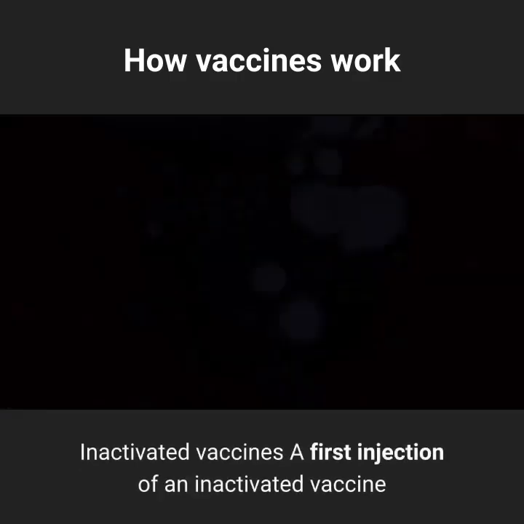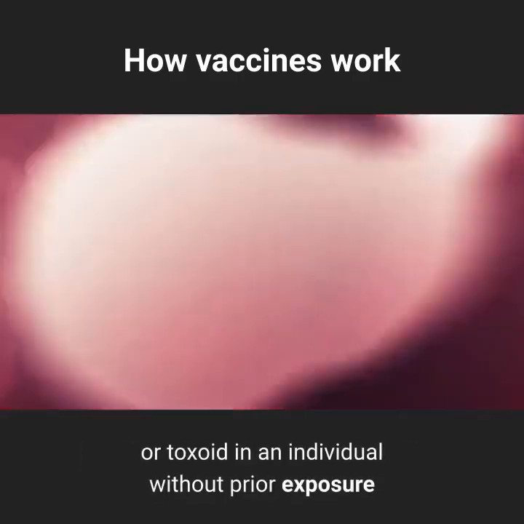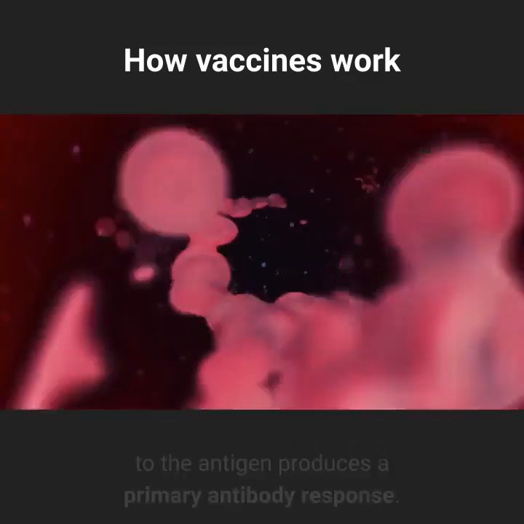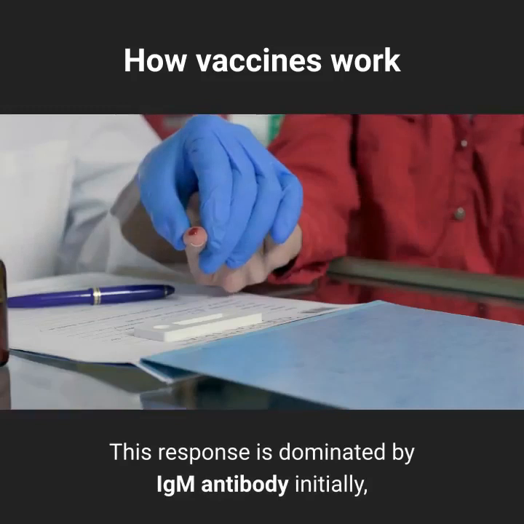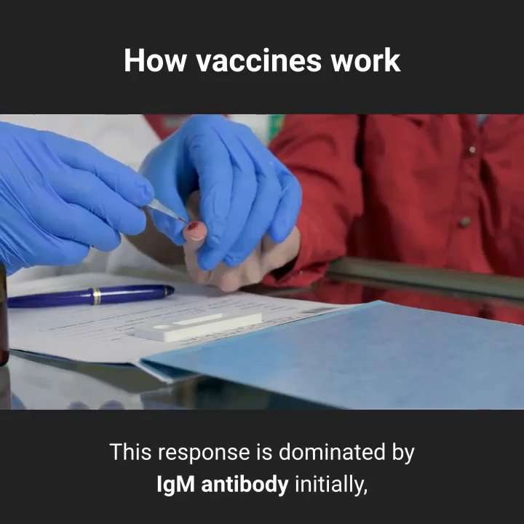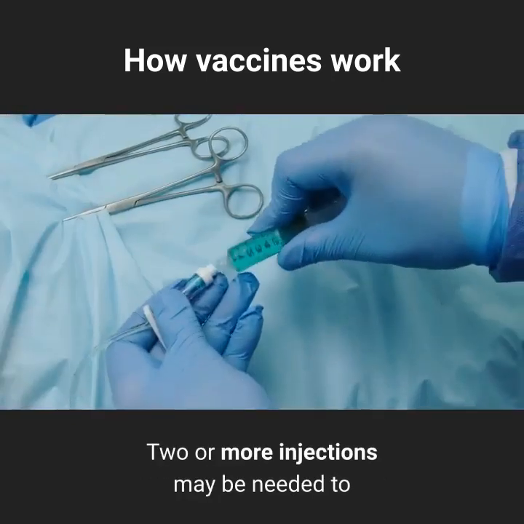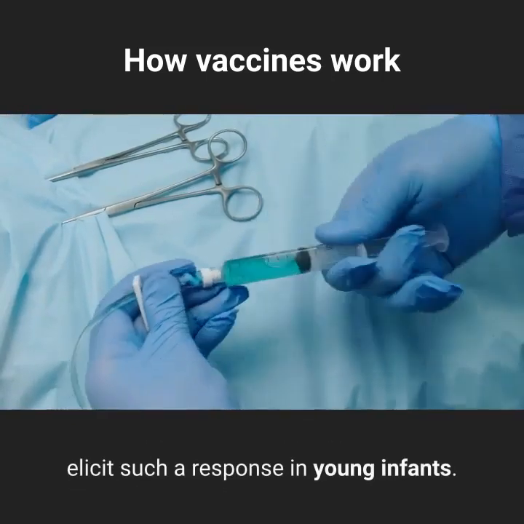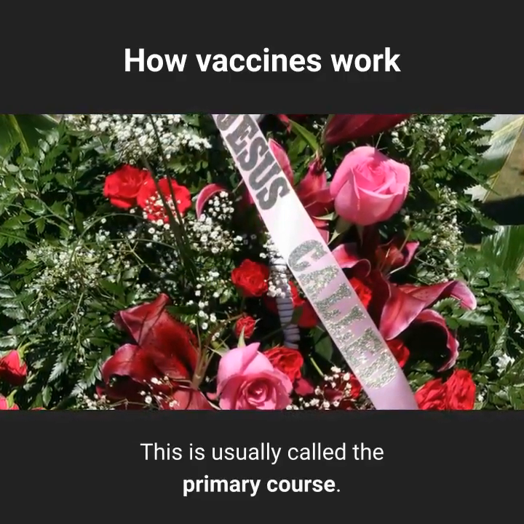2003. Inactivated vaccines. A first injection of an inactivated vaccine or toxoid in an individual without prior exposure to the antigen produces a primary antibody response. This response is dominated by IgM antibody initially, followed by IgG antibody. Two or more injections may be needed to elicit such a response in young infants. This is usually called the primary course.